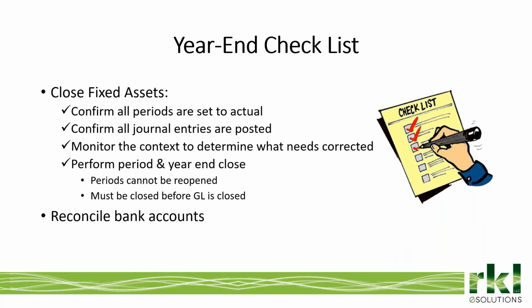So you want to confirm that all of your periods are set to actual on the depreciation context screen, not simulated. And the default is simulated, so just be careful of that. You want to confirm that all of your journals are posted for the year. And then you want to check the context monitor and make sure that it is green, right, rather than red. If it's red, that indicates that there's an issue that needs to be addressed.